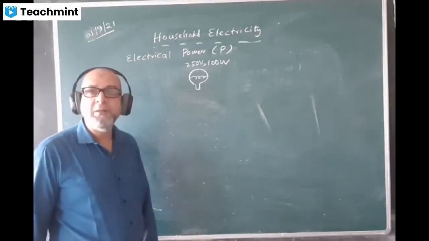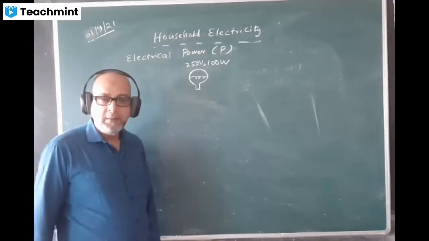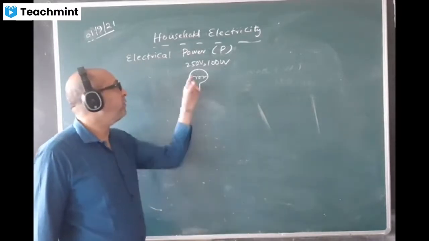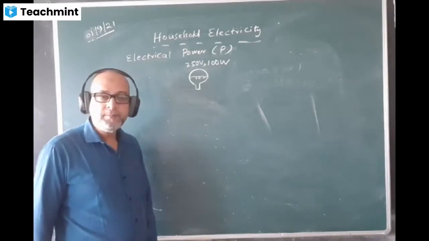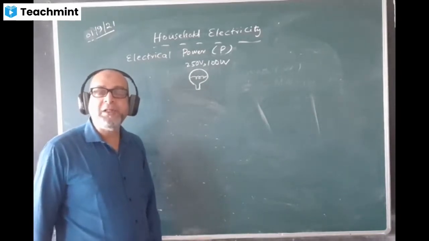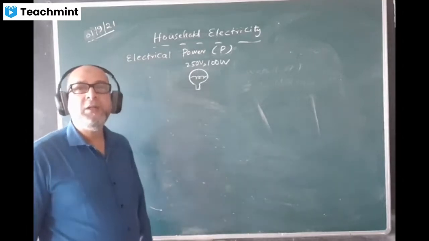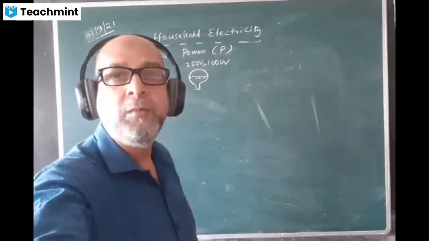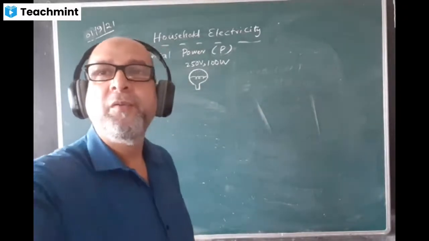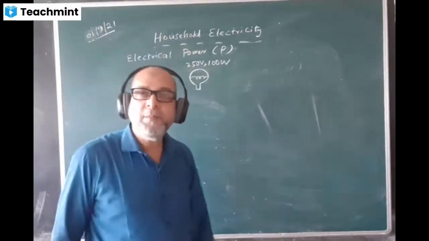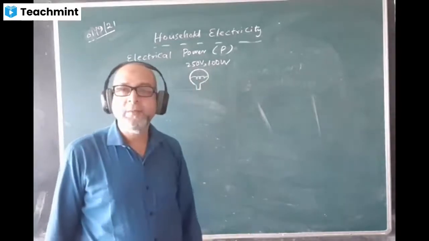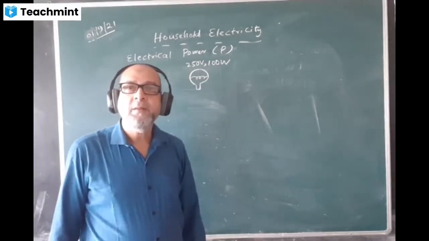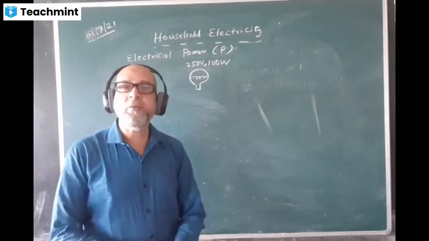This statement means that the bulb can withstand a maximum voltage of 250 volt, and at this voltage, it will consume a power of 100 watt. That is the meaning of this statement. Okay? Done? Okay, now continue. Next paragraph to write down.